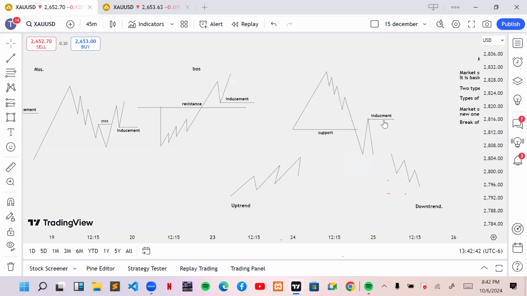Now, the pullback can be multiple candles and it can also be one candle. Everything depends on the time frame. Let's say there are 5 minute candles and it's 1, 2, 3, 4, 5, 6, 7, 8, 9, 10. On the 1 hour time frame, it can just be a single candle. On the 5 minutes time frame, it can be 10 candles. So how many candles it is does not really matter.